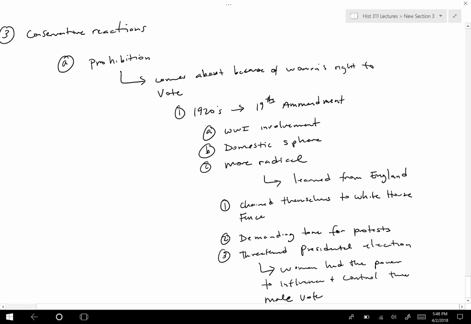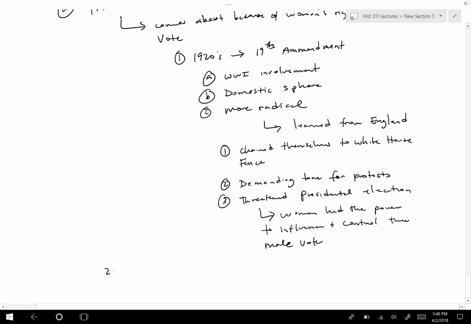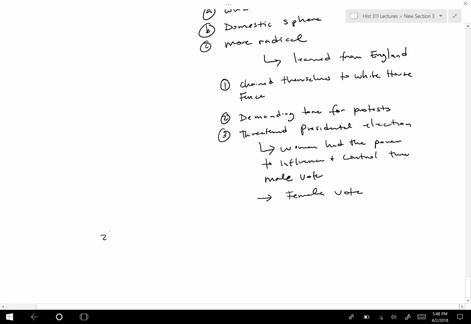So essentially it was, if you don't give us the right to vote, we'll just tank everything by making sure our husbands vote the way we want. And we are going to band together. And what they also said was the idea that there was going to be a female vote in that process. We're half the population, we can band together and do this.